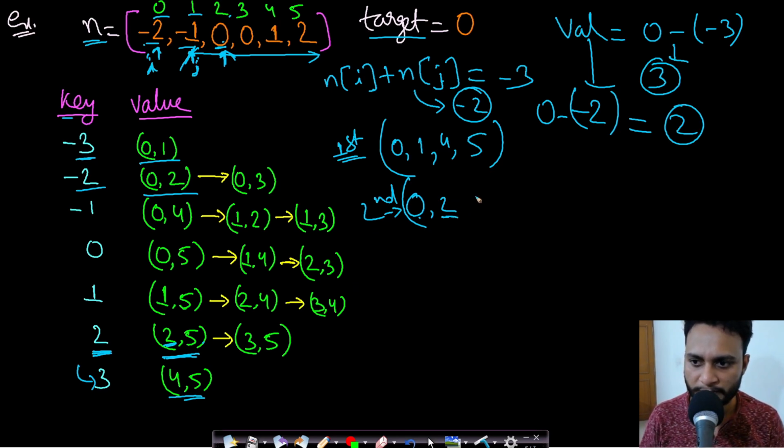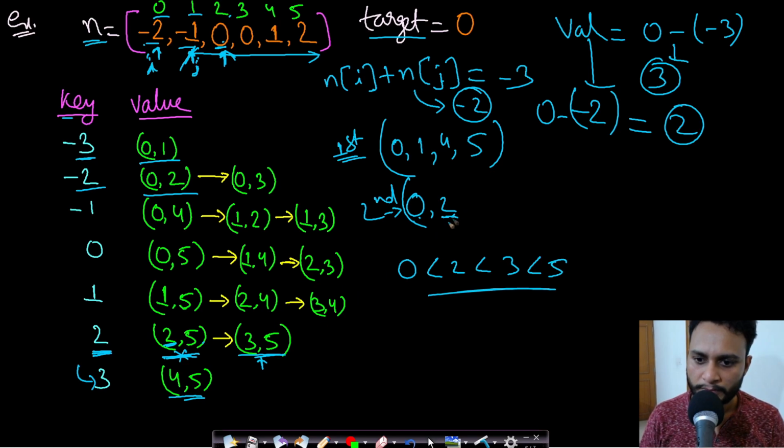It will just be a triplet, so this will be invalid. We move to the next one. This is 3, 5. So 3, 5 and 0, 2 are in increasing order. As I already mentioned, it should be in increasing order. So we will include this. Therefore 3, 5 will be included and this will be the second quadruplet.